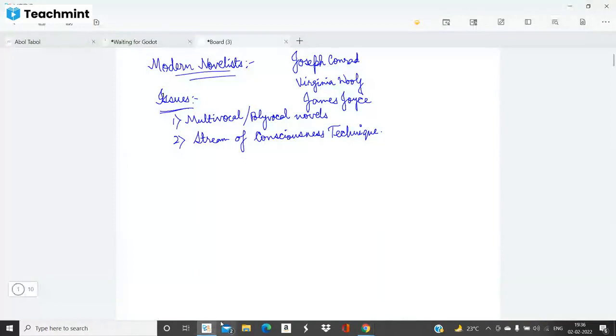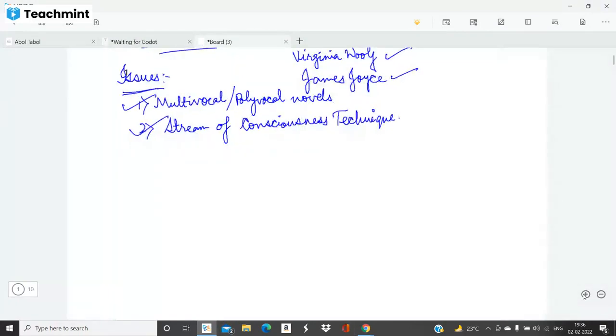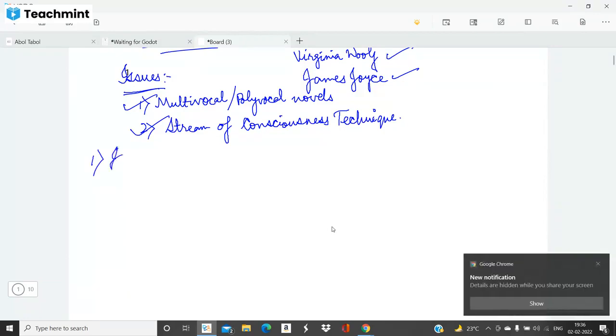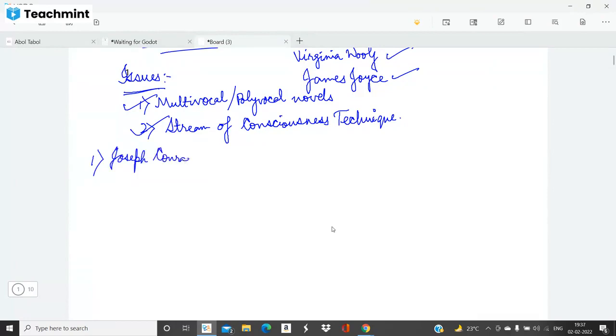So, quickly, let's begin. We are going to talk about three novelists today: Joseph Conrad, Virginia Woolf, and James Joyce. And we have two issues: one is the multivocal or polyvocal novels, and the other is stream of consciousness. We will come to them in due course of our discussion. But right now, let's focus on the novelists, and as we come to an understanding of the novels, we will understand what we mean by this. So, our first novelist of the day is Joseph Conrad.